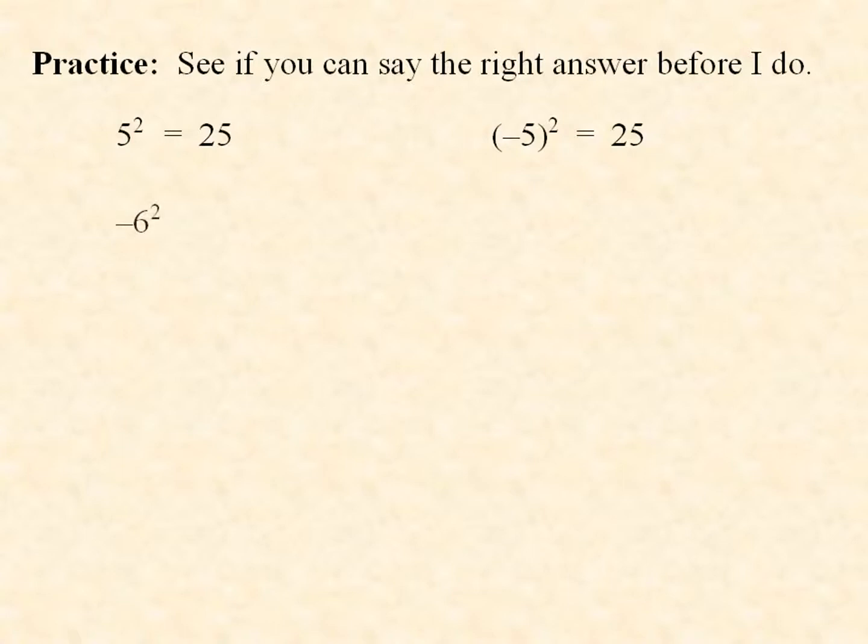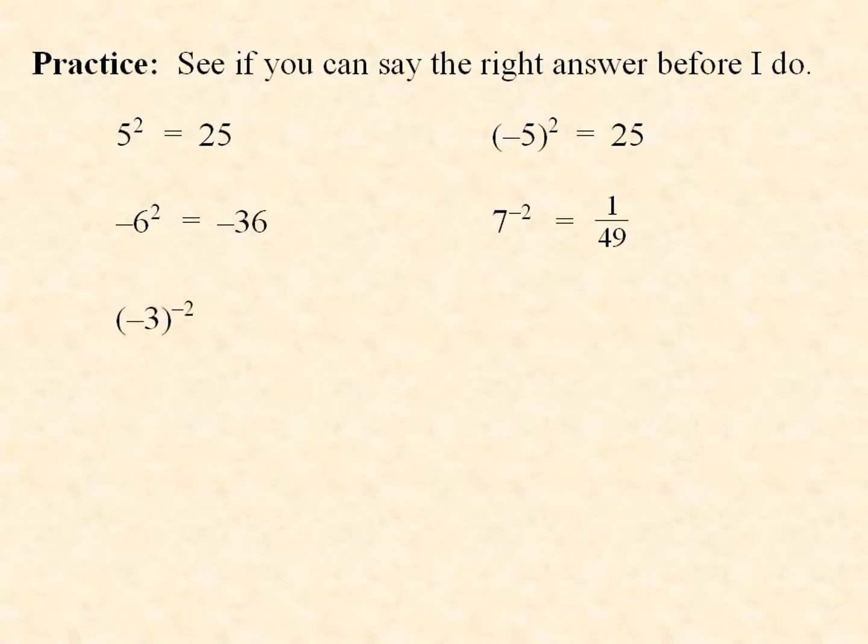What about this one? What's that equal to? It's negative 36 because the minus sign belongs to the expression. There are no parentheses there. What's this? 7 to the negative 2 power. It's 1 over 49 because it's 1 over 7 squared, and 7 squared is 49.